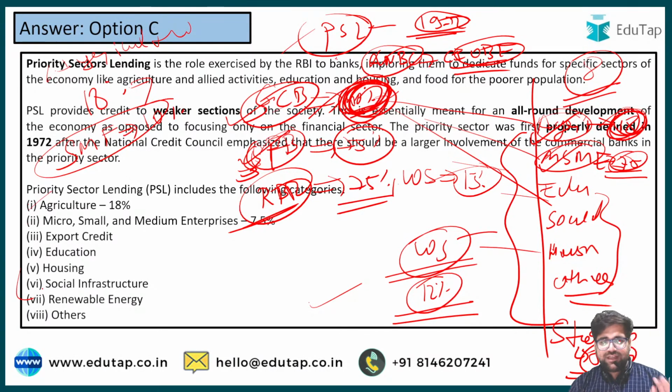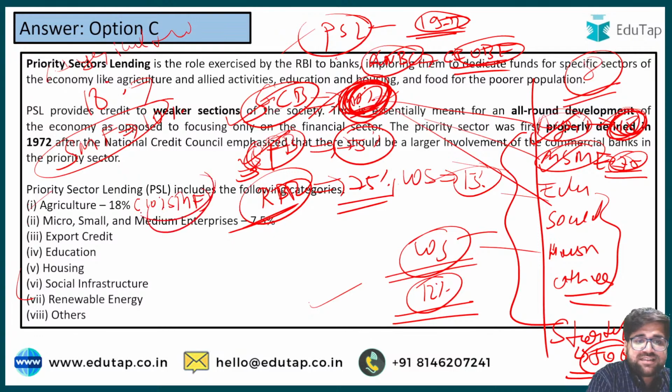Okay, you can see housing, education, export credit, social infrastructure, renewable. For agriculture, remember 10% has to be there for small and marginal farmers. This is updated. Many people just go for 8. This is not the right answer. 10 is the right answer now.